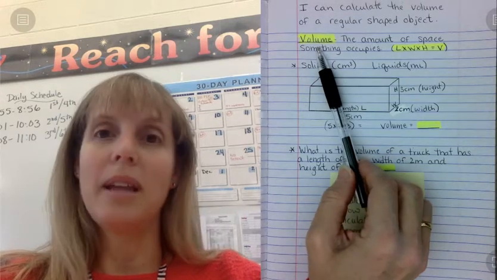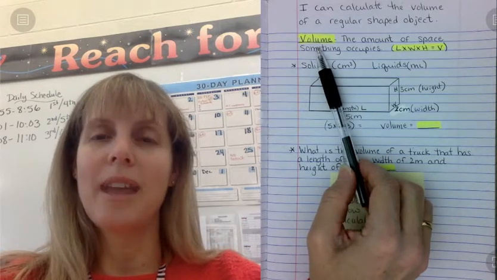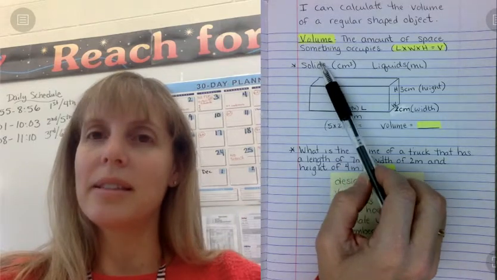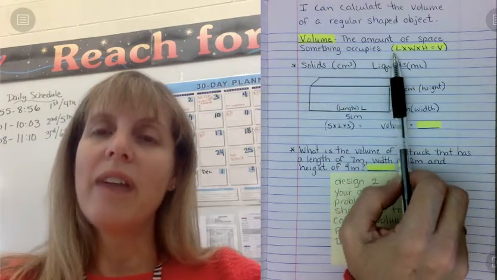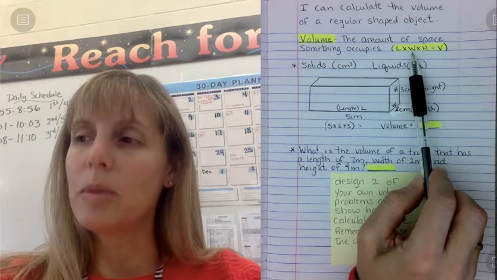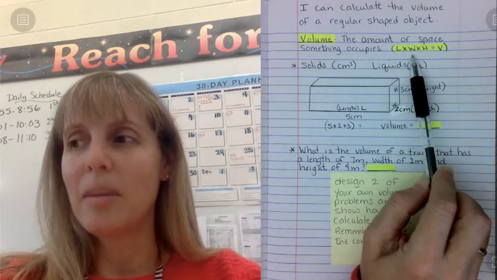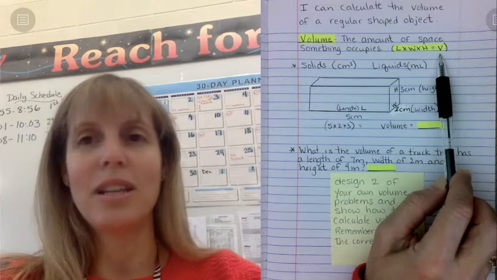Here's our term today. It's volume. Say it with me. Volume. Volume is the amount of space that something occupies. And to find volume, there's a formula. Length times width times height equals volume. L stands for length, W for width, H for height, and V stands for volume.